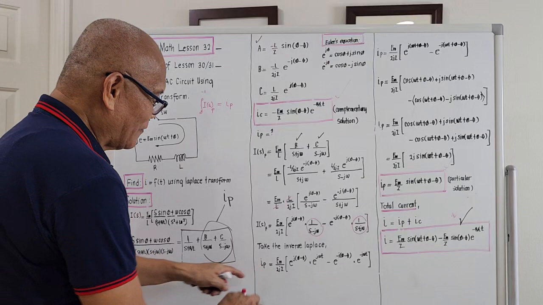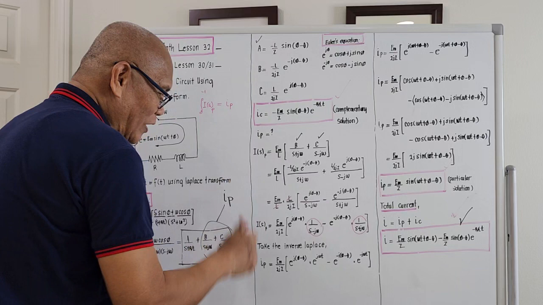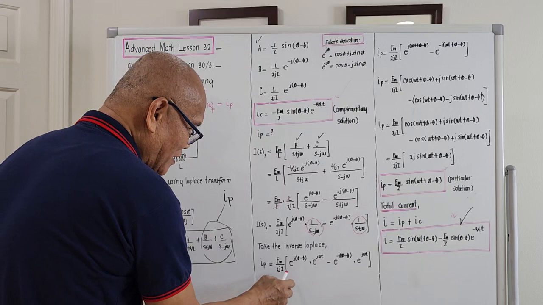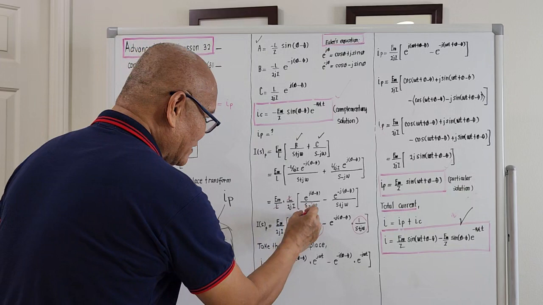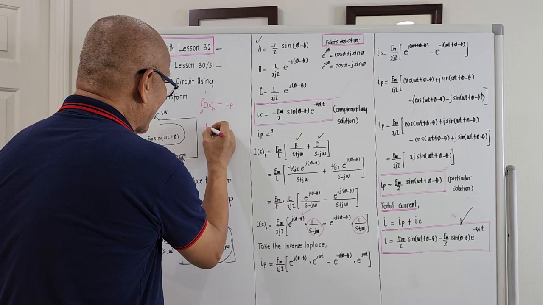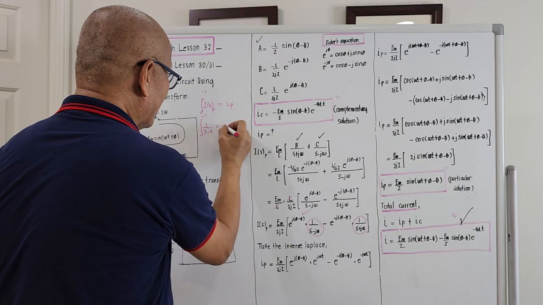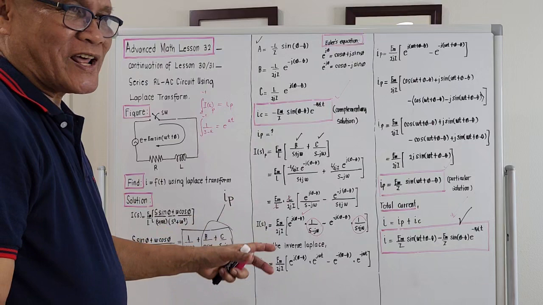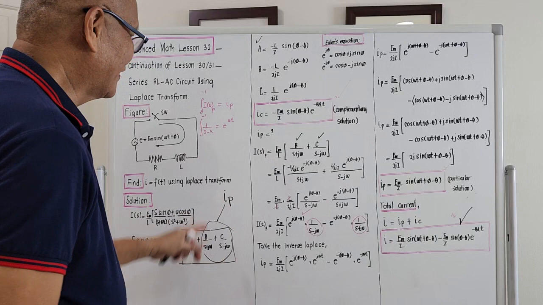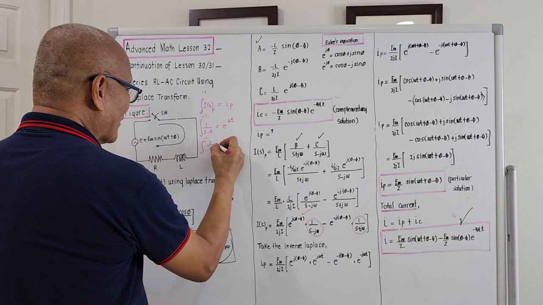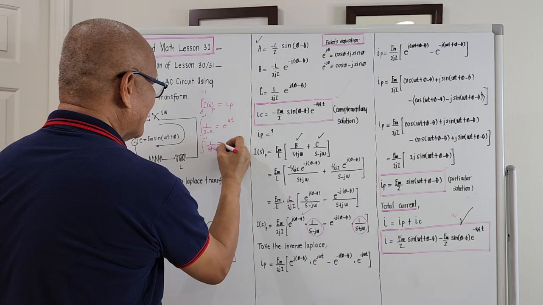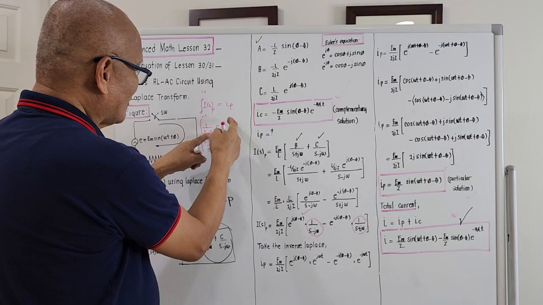So if we try to take the inverse Laplace of this, what remains on the left will be I with the subscript p, meaning the particular solution, equal to, I will just rewrite this one, E sub m over 2jz times e raised to, it is this, but the Laplace transform of 1 over s minus a. The inverse Laplace transform of this is actually e raised to at. That's why we derive all the formulas for Laplace transformation, because when we go back, we should know it. And the inverse Laplace transform of 1 over s plus a, the second one, is actually e raised to negative at. If this is minus, this should be plus. If this is plus, this should be minus.